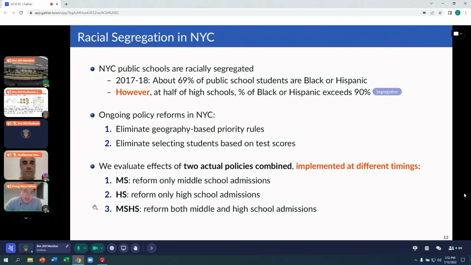We consider 3 timings. First, we reform only the middle schools. Second, we reform only the high schools. And third, we reform both middle and high school admissions.